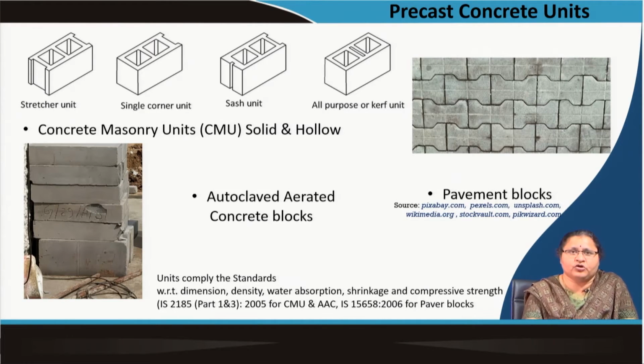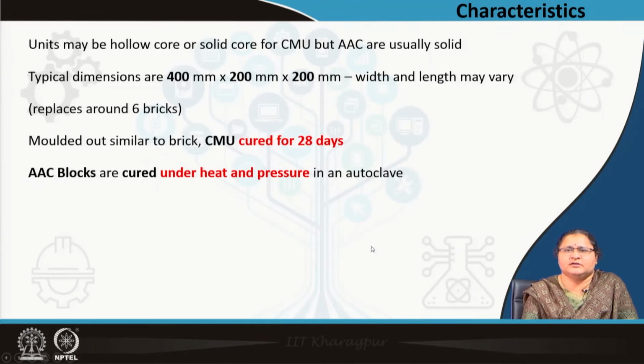Other than the hollow blocks, concrete masonry units come as solid blocks also, which are used for load bearing structures. Now, coming to the dimension, whether it is hollow core or solid core, it will typically be 400 millimeter into 200 millimeter into 200 millimeter, replacing almost 6 bricks. But instead of 400 millimeter, you can have 600 millimeter, that is 2 feet in length.